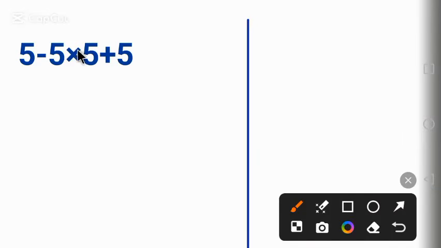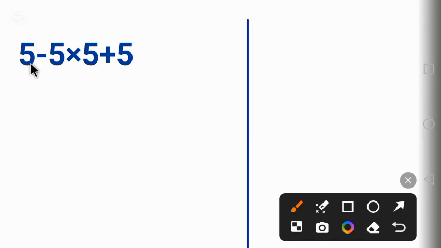Hello everyone, in this video I will find the value of this expression. 5 minus 5 times 5 plus 5 is equal to what? If you know the answer, put it in the comment. Let's solve it together. The common mistake people make here is that they work from left to right.